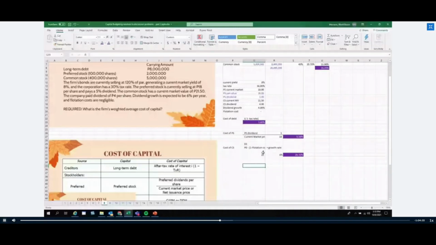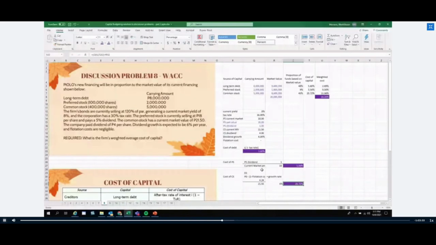So that's 4.24. And then 22 or the current market price. Since wala namang flotation cost, kasi sabi natin dito flotation costs are negligible. Okay? Plus the growth rate. The growth rate is given, no? 6%. So therefore, 4.24 divided by 21.5 plus 6% is equivalent to 25.72%. No? Ngayon, alam na natin yung mga cost of capital.